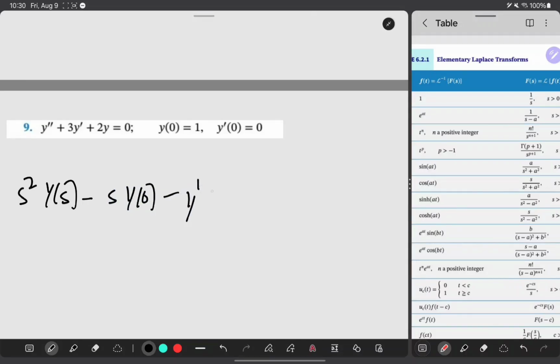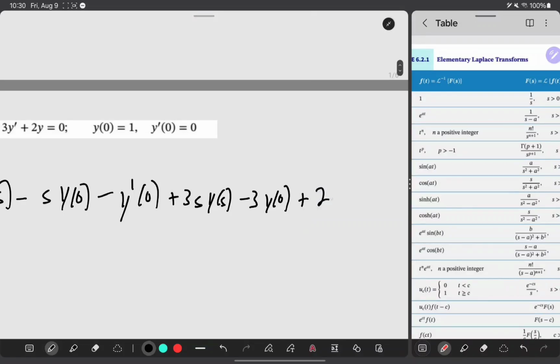And then we start with the primes. Plus 3 y prime. So 3 times s Y of s minus 3 y of 0. And we have plus 2y. Y is just Y of s. And that is equal to 0.